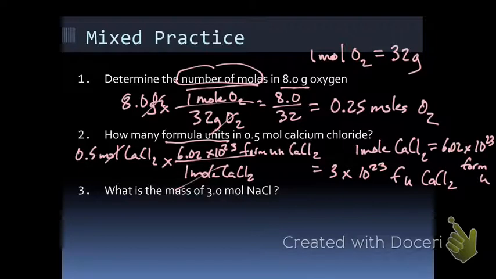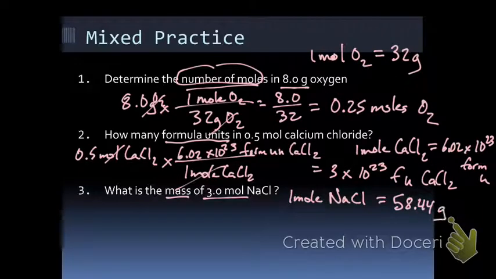Okay. It says, what is the mass of 3.0 moles of sodium chloride? So you got to think, well, what am I going to use here? Am I going to use Avogadro's number, or am I going to use molar mass? Well, I want to figure out mass, so I'm going to use molar mass. Well, what is the molar mass of sodium chloride? 1 mole of sodium chloride. What's the mass? Well, Na is 22.99, right? And then chlorine, its mass is 35.45. Add those together, and the molar mass of sodium chloride is 58.44 grams.